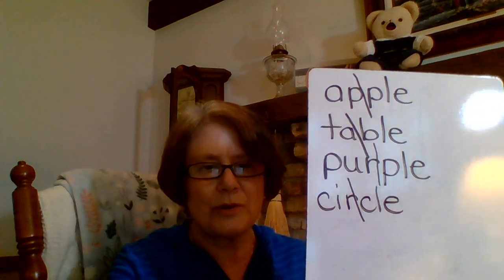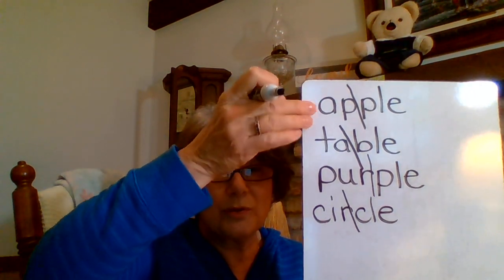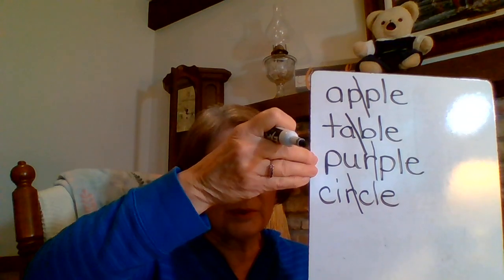All right, circle, C-I-R-C-L-E. Here's another word that has two consonants together between their parts, circle, and that's where we divide it between the R and the C. That also is closed. So we have apple is closed, table is open, purple is closed, and circle is closed. That means the syllable ends with a vowel, that's open, or a consonant, that's closed.